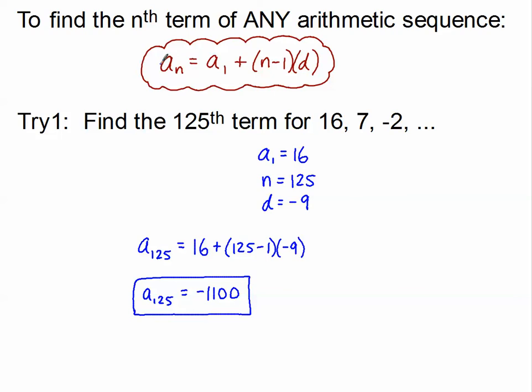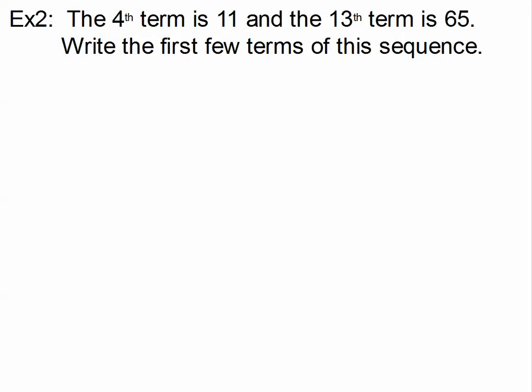So once I have these numbers, I just plug right into this formula. The symbol that I'm looking for is a sub 125. This should be part of your work, and that will be equal to 16 plus 125 take away 1 times my d of negative 9. Plug all that into your calculator, and you get negative 1100. And that's my 125th term. Thanks for trying that. And let's look at example 2.